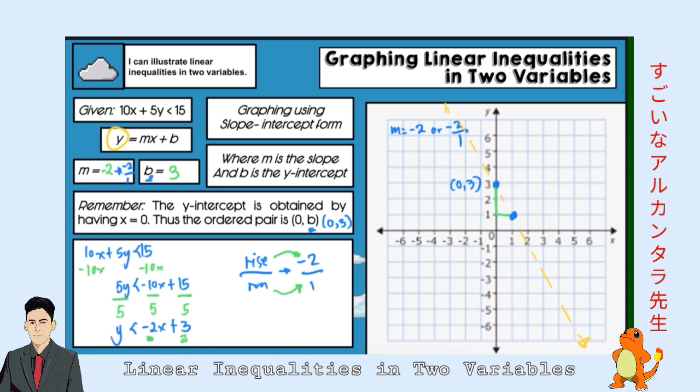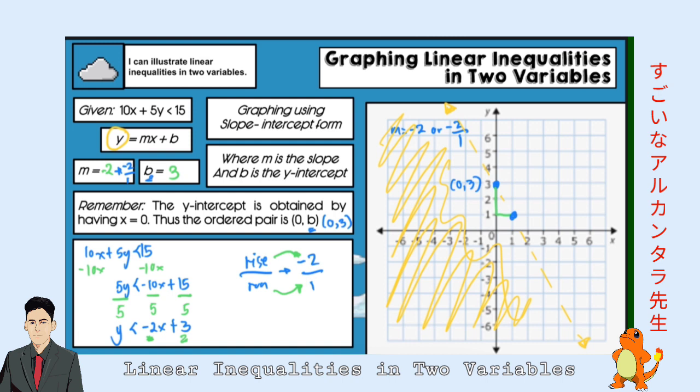Apologies, I used the ruler but it's still not straight. And since it's less than, where can we find our shaded region? It should be below the number line. Below. So that's how it works. Since the symbol is less than, the shaded region is below the number line, below the boundary line.